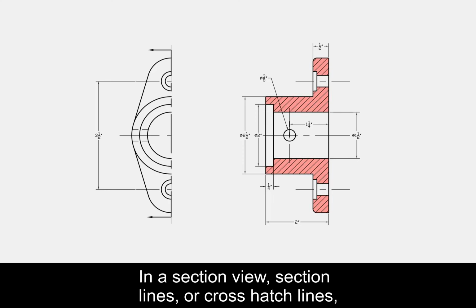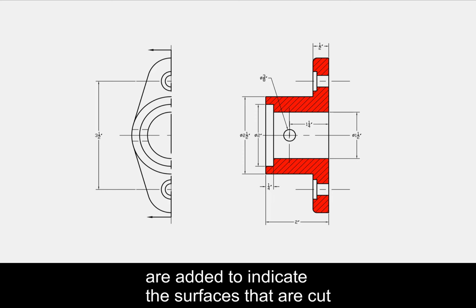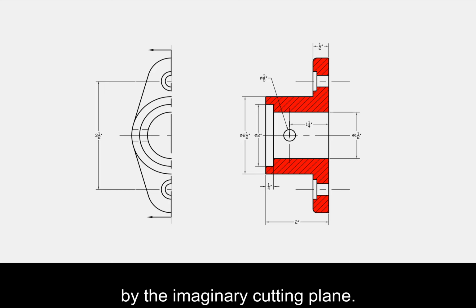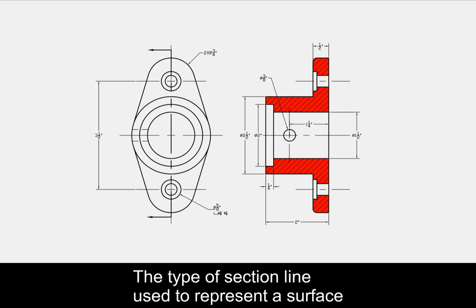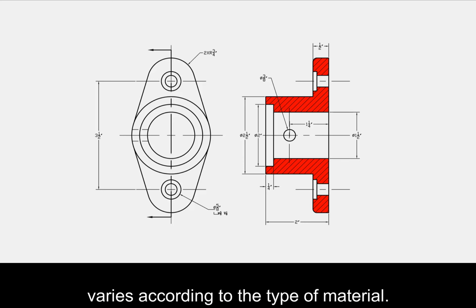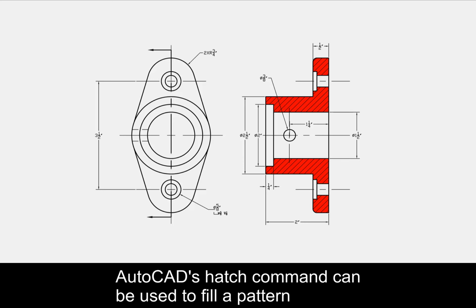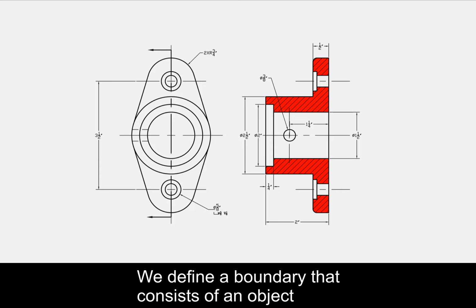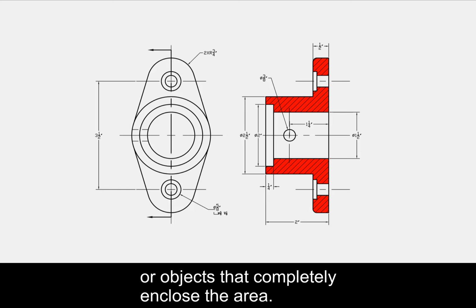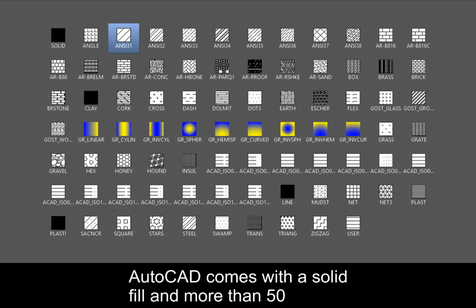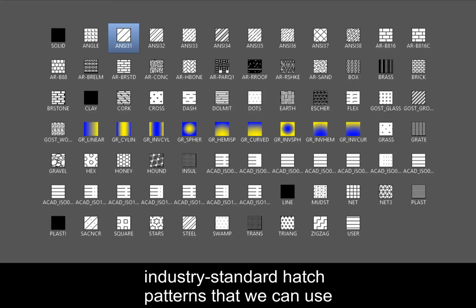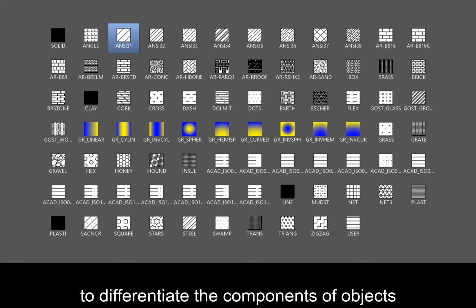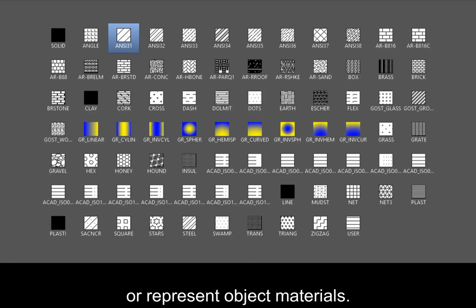In a section view, section lines or crosshatch lines are added to indicate the surfaces that are cut by the imaginary cutting plane. The type of section line used to represent a surface varies according to the type of material. AutoCAD's hatch command can be used to fill a pattern inside an area. We define a boundary that consists of an object or objects that completely enclose the area. AutoCAD comes with a solid fill and more than 50 industry standard hatch patterns that we can use to differentiate the components of objects or represent object materials.